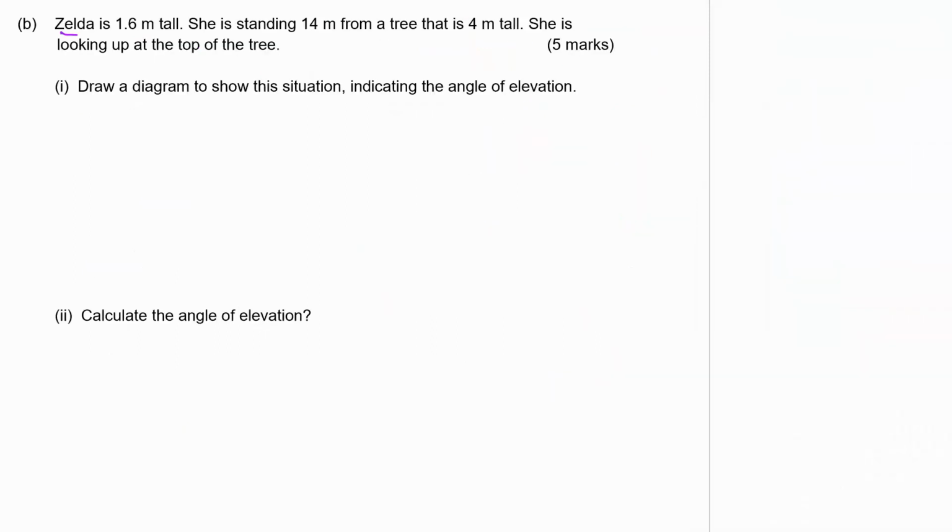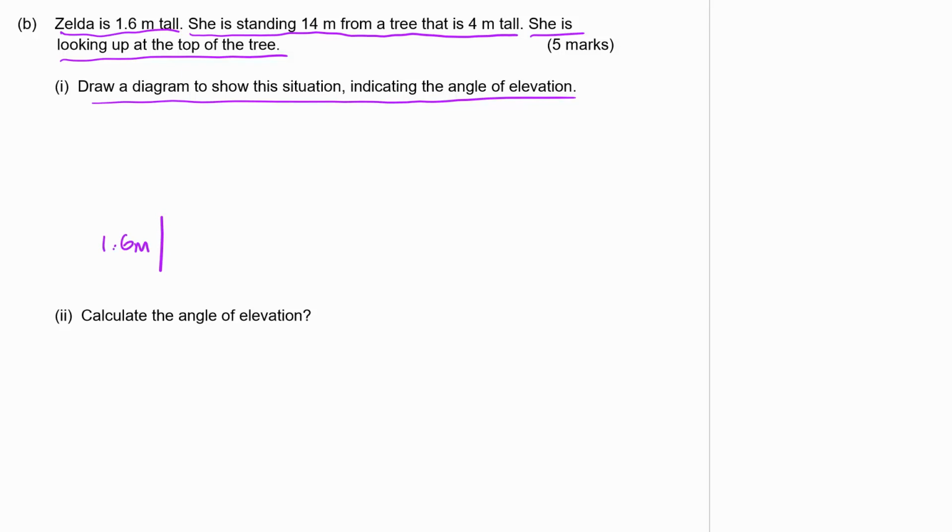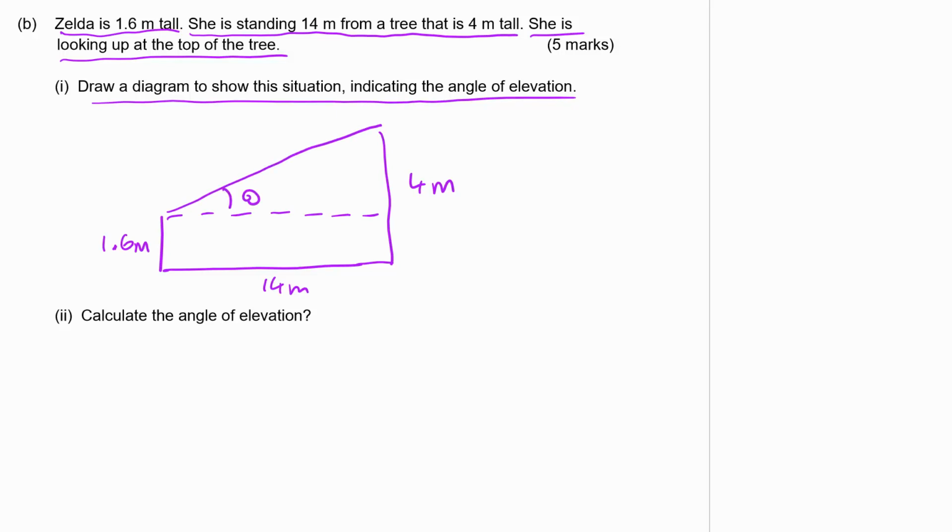Now, Zelda is 1.6 meters tall. She is standing 14 meters from a tree that is 4 meters tall. She is looking up at the top of the tree. Draw a diagram to show this situation, indicating the angle of elevation. So if we've got Zelda here, at 1.6 meters, and she is 14 meters away from a tree, and the tree is 4 meters tall, then here is the angle of elevation.